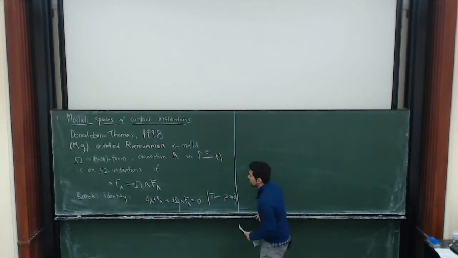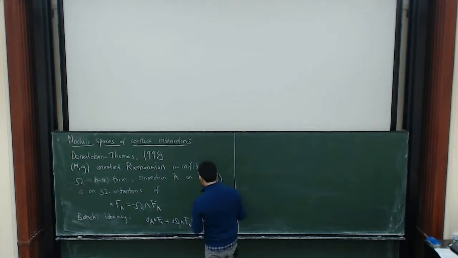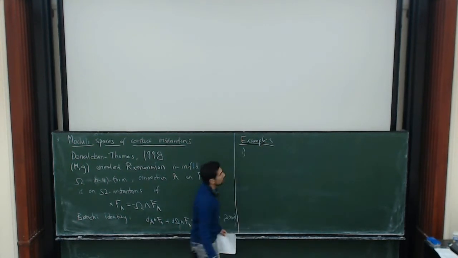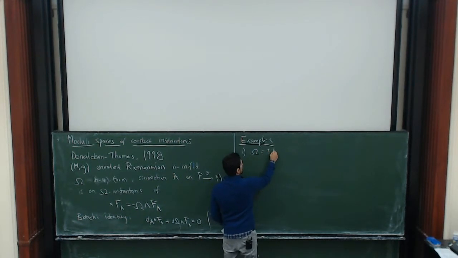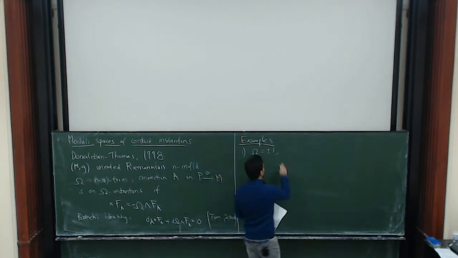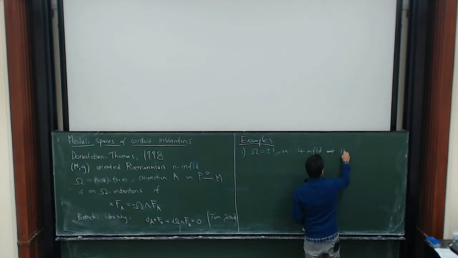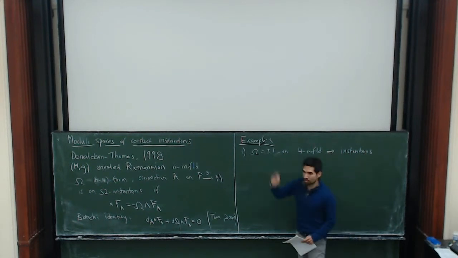Before moving on to the contact ones, let me just give you a few instances of such high-dimensional instantons. So example number one: if you're in a 4 manifold, then you just pick your omega to be plus or minus 1 on an oriented 4 manifold. And that gives you the usual instantons on a Riemannian oriented 4 manifold.